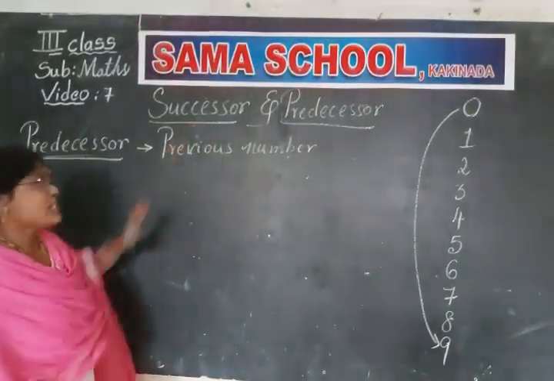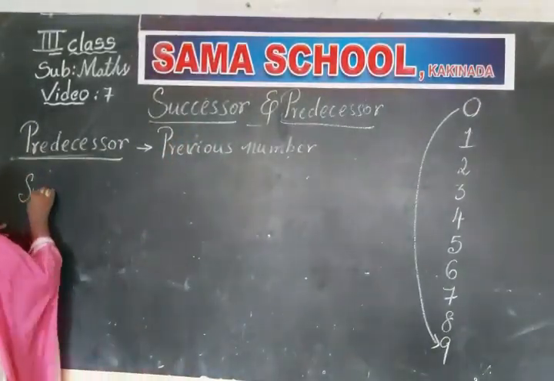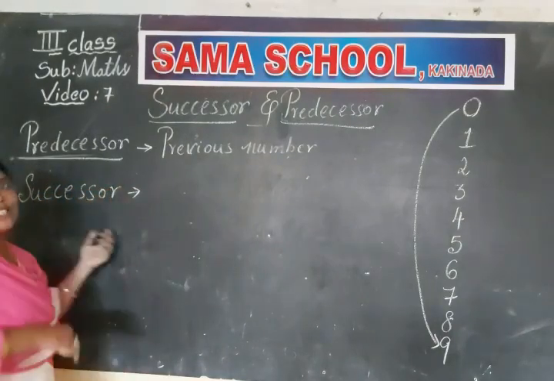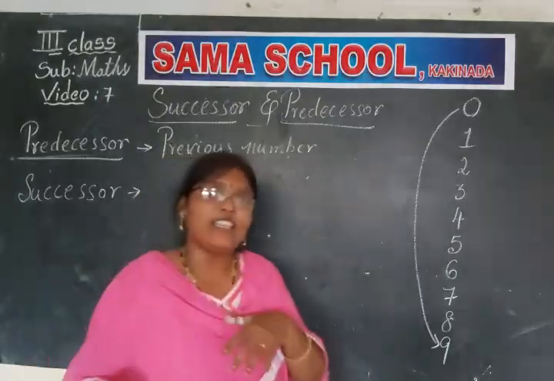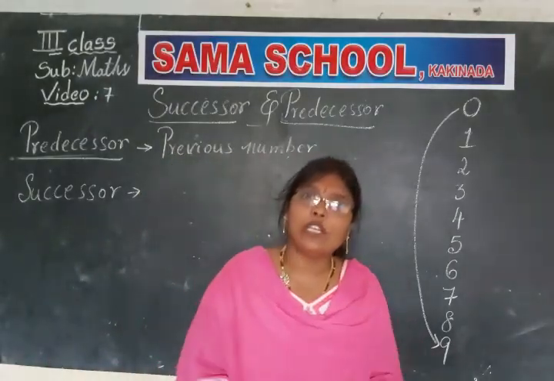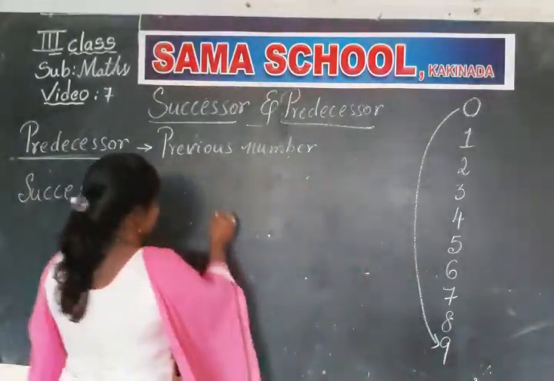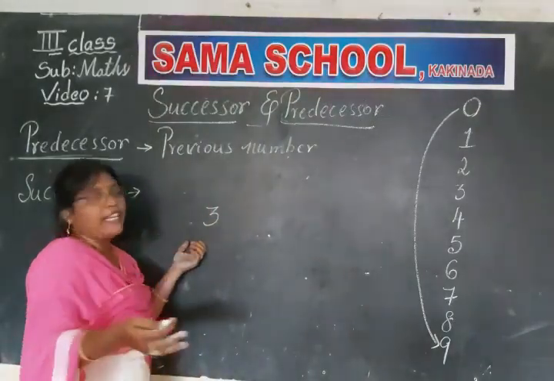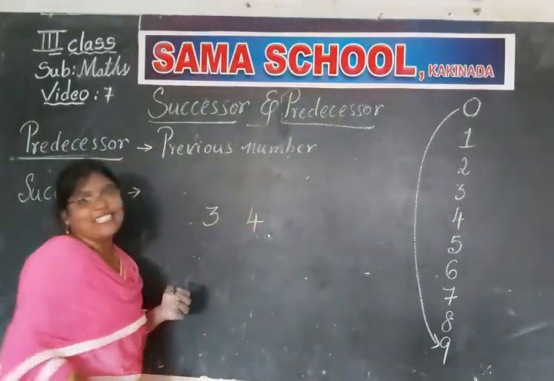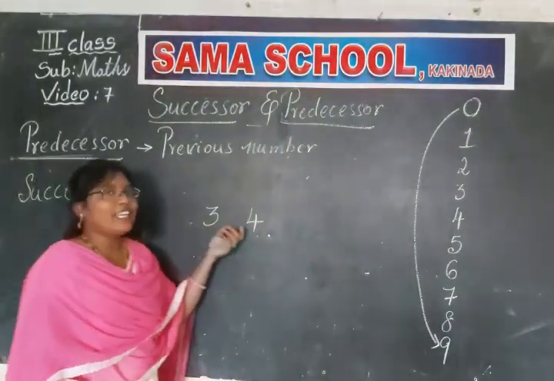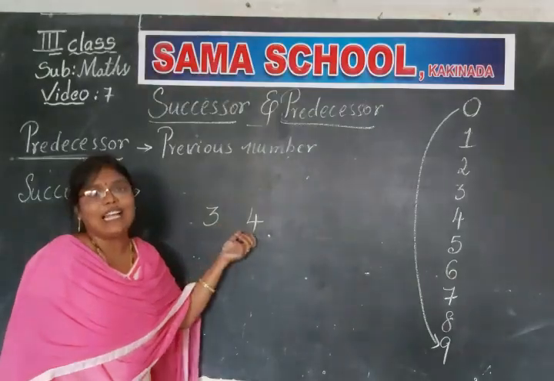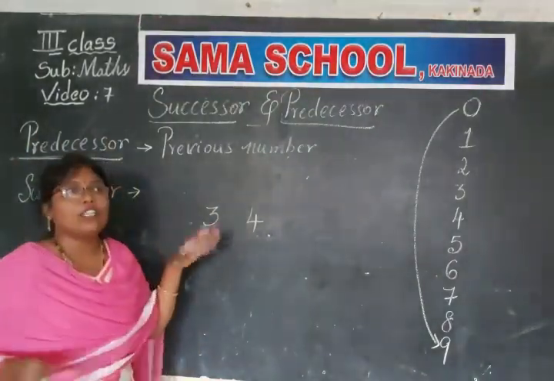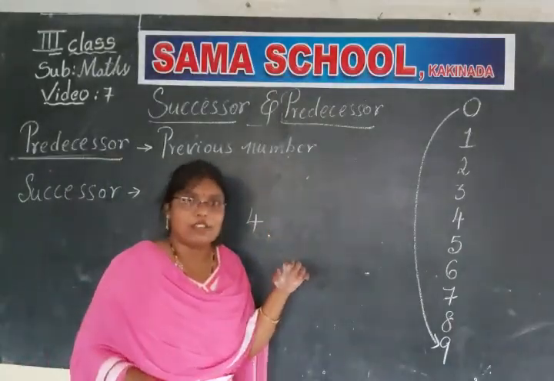Successor. Right. So now you are in third standard. And next year, to which class will you be promoted? Fourth class. Now you are in class 3 and you will be promoted to fourth class next year. Right? So what is 4? 4 is the after number. So now we are going to learn after numbers.